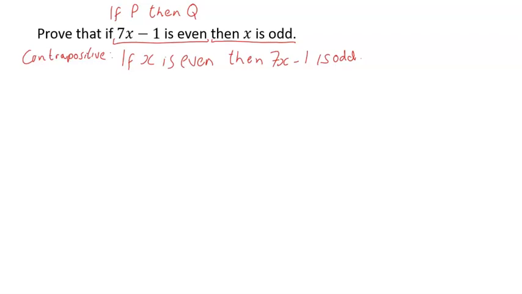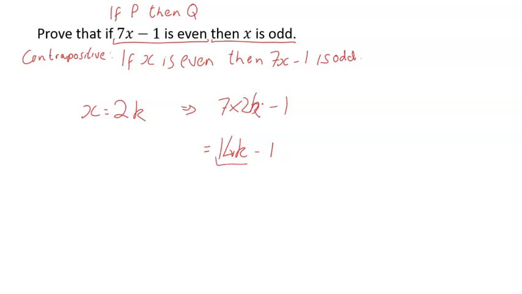So if x is even, then 7x minus 1 is odd. Well, if x is even, what we're going to do is we're going to let x equal something of the form 2k, because 2k will always give us an even number. What that means then is I'm going to substitute it in, and I'm going to do 7 times 2k minus 1. So that's then 14k minus 1.